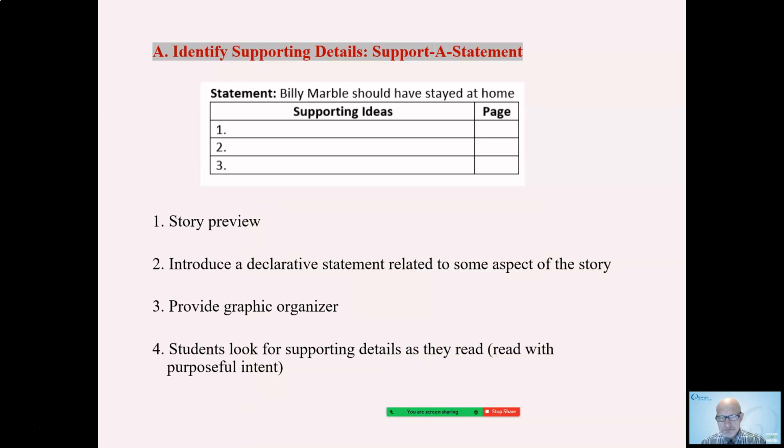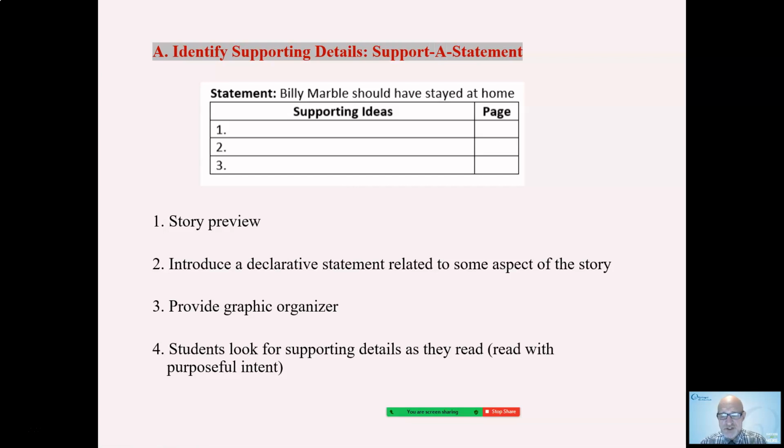For example, identify supporting details, and I love to use graphic organizers because graphic organizers organize, they make explicit. So to do this, and this is one of the Common Core state standards, as well as many standards, we do a story preview. We introduce a declarative statement related to the story. Billy Marble should have stayed at home. We provide students with this graphic organizer, and we have them read and look for supporting details as they read.